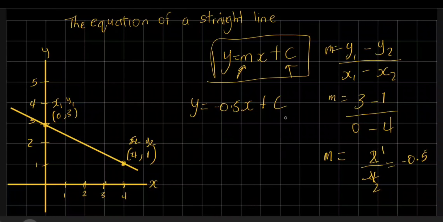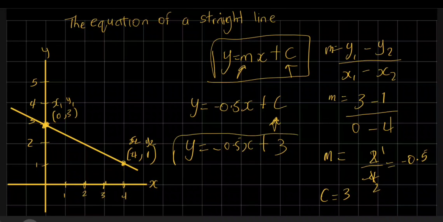And we're not done there. We want to get rid of this c. We can just look at the straight line that we were given, and we see that the line crosses the y-axis at 3. So we replace that c with 3. So the equation for this straight line is y is equal to negative 0.5x plus 3. And that is basically it.